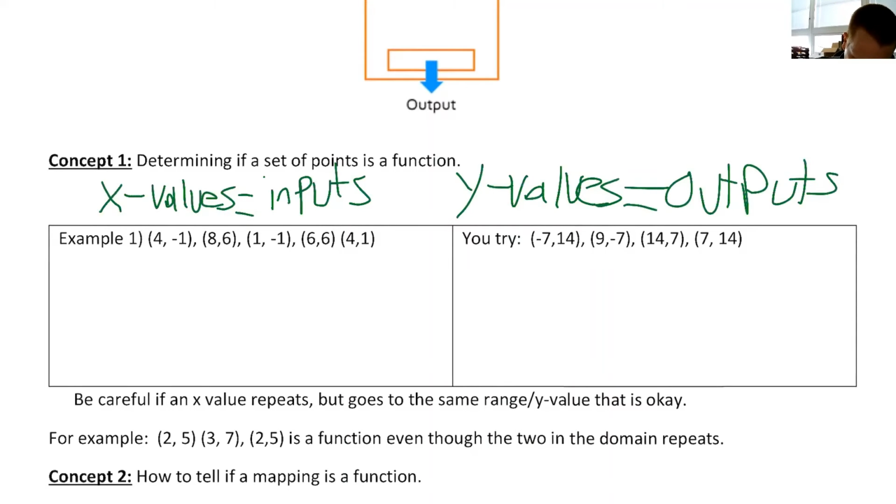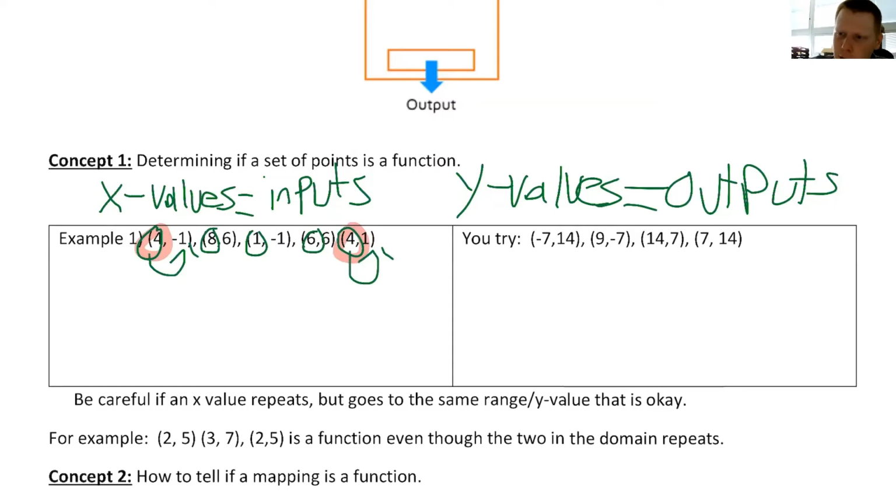But to see if this is a function, you want to look at all of your X values. And you want to see, do any of your X values repeat? So in this first example, notice I have a 4 and I have a 4 here. So I have the same input. Look at what happens. I plug in this 4, I get -1. I plug in this 4, I get 1. That's two different things. I'm putting in an input, it's giving me two outputs.